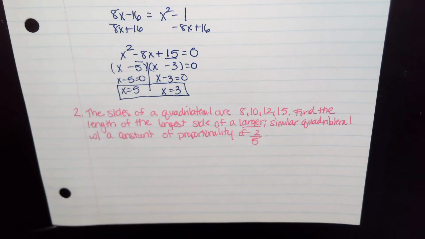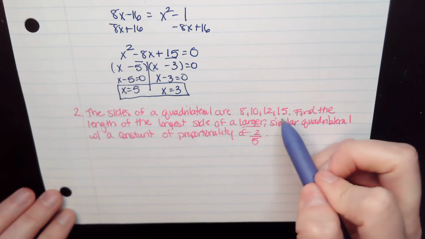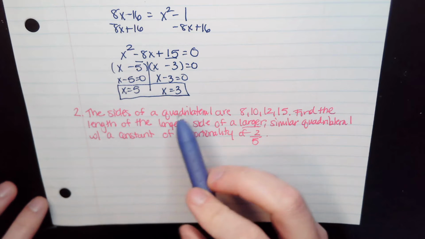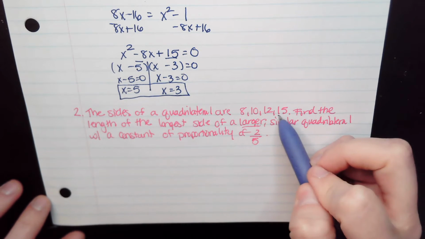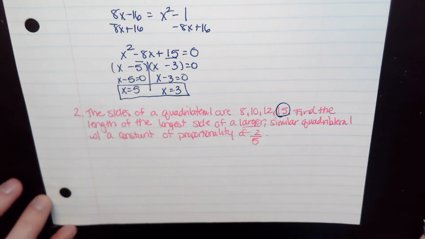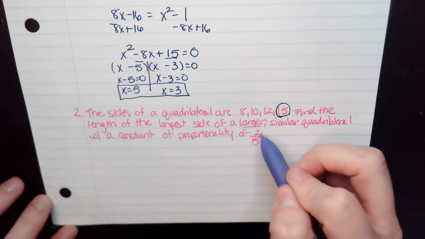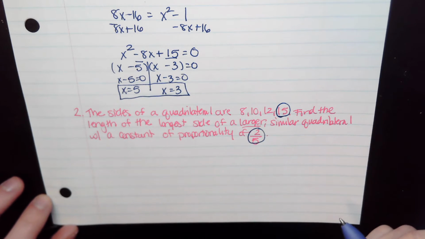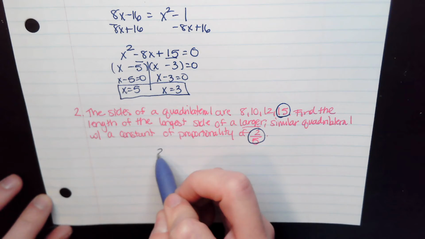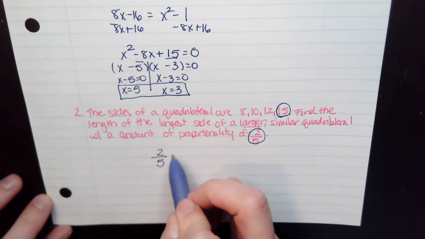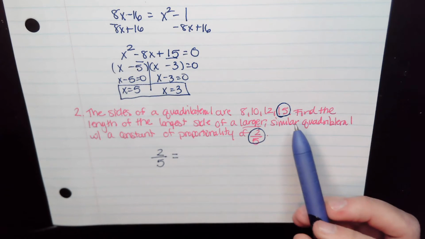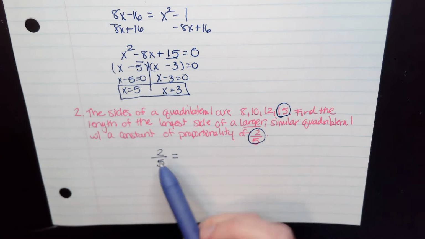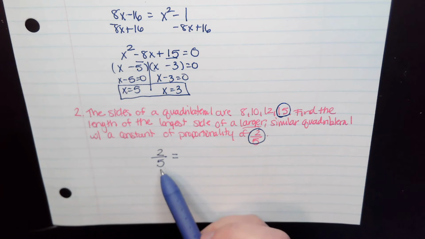All right, so if we want to find the length of the longest side here, then I need to look and say, okay, well, which is the longest side of this similar quadrilateral? So I know the longest side here is 15. And I know that I want my ratio of sides to reduce down to 2/5. So I know that 2/5, I can set up a proportion, has to equal, when the ratio of the sides reduces down, it has to equal 2/5.